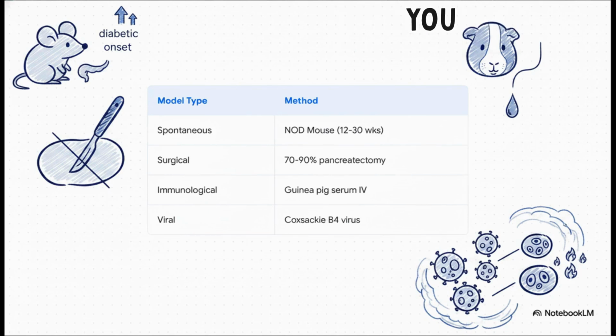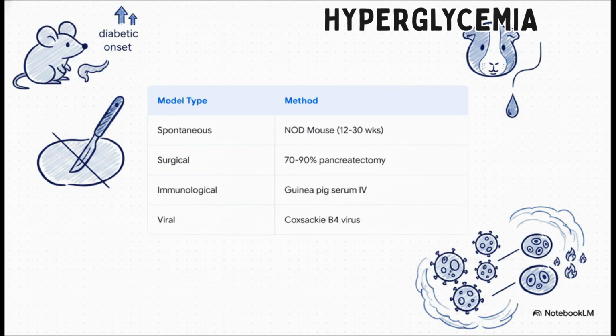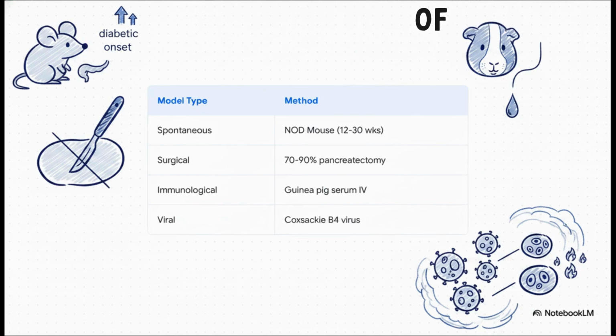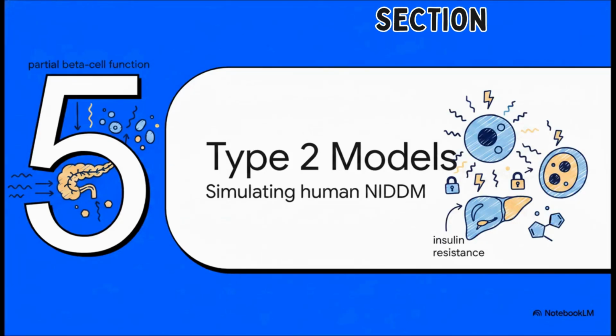For spontaneous, you have the NOD or non-obese diabetic mouse. Make sure you mention that hyperglycemia shows up between 12 and 30 weeks of age. For surgical methods, note that we actually remove 70 to 90% of the pancreas. Immunological uses guinea pig anti-insulin serum. And for viral, drop the name Coxsackie B4 virus. Tell them it destroys the acinar cells, but initially leaves the adjacent islets of Langerhans intact, which then eventually triggers an autoimmune response. Now for Section 5, Type 2 Models.